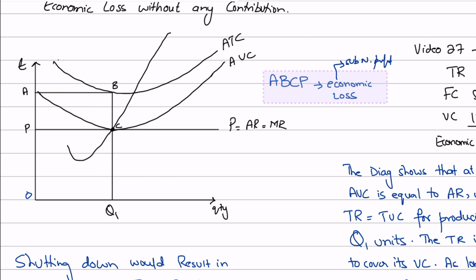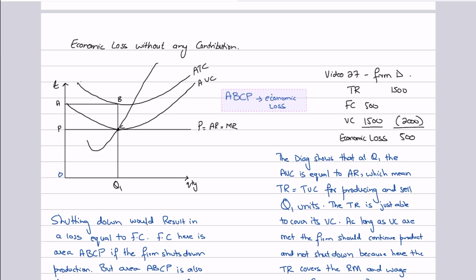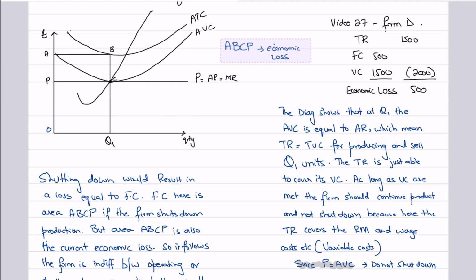Okay guys, I'm erasing this, but you write it down. Anyways, the same thing is being represented here too. The thing is that here the firm is indifferent between shutting down and continuing, because in both cases the size of the loss is the same. But the point is that the firm will continue because it's covering its variable costs.